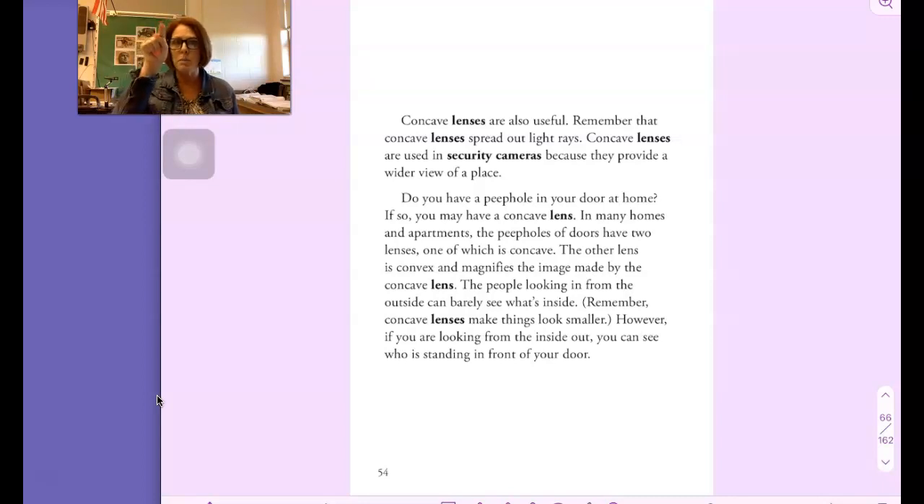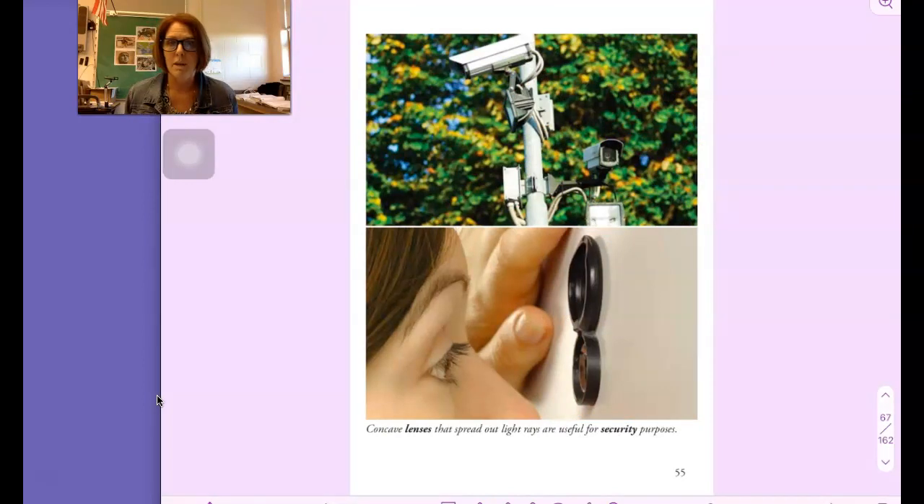So on your door, the peephole is where you might look through to see who's at the door, who's knocking on your door. The other lens is convex and magnifies the image made by the concave lens. The people looking in from the outside can barely see what's inside. Remember, concave lenses make things look smaller. However, if you are looking from the inside out, you can see who is standing in front of your door. So there, the bottom is showing you the peephole on a door that you can look through and security cameras.